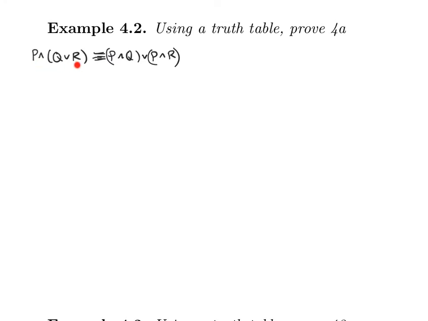Note that we have three different constituent statements here, so we are going to need a truth table that has eight different rows. So let's give them some headings. We need P, Q, and R for sure. What else do we need? We need P and Q. Or we need, let's do, we have P, we need Q or R.